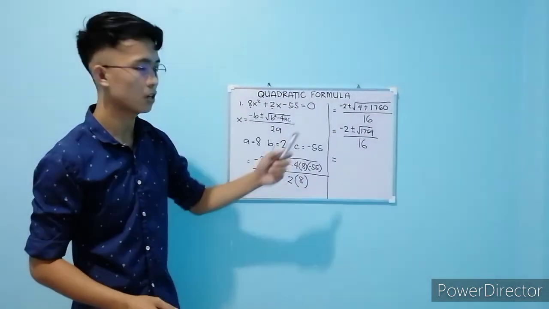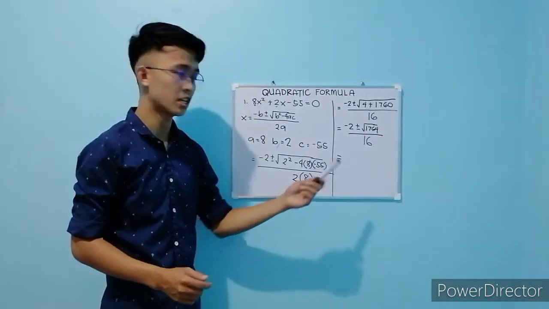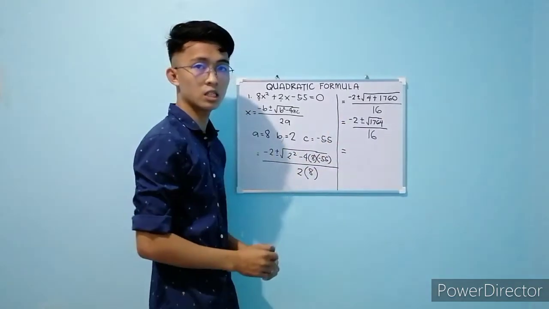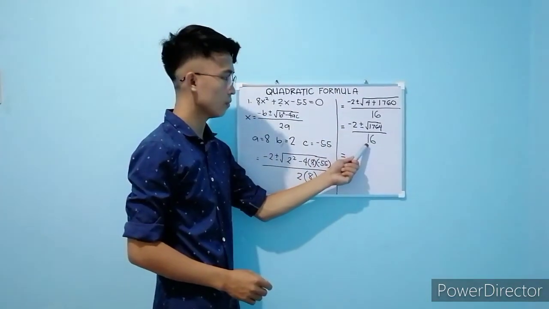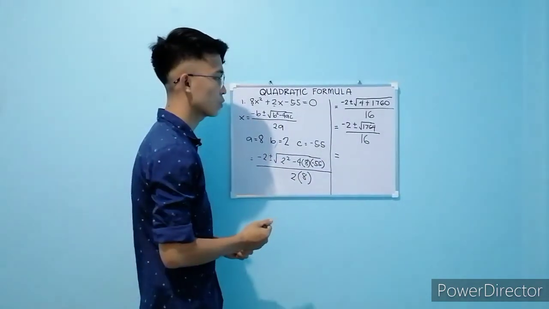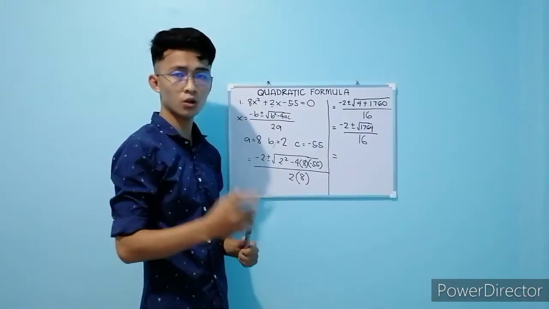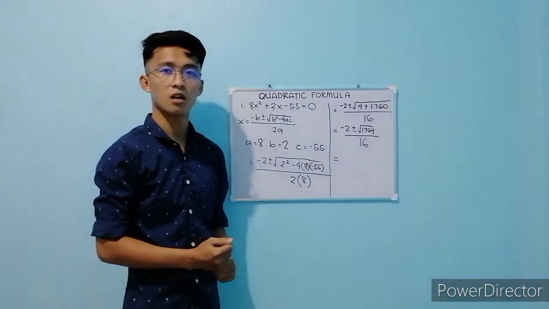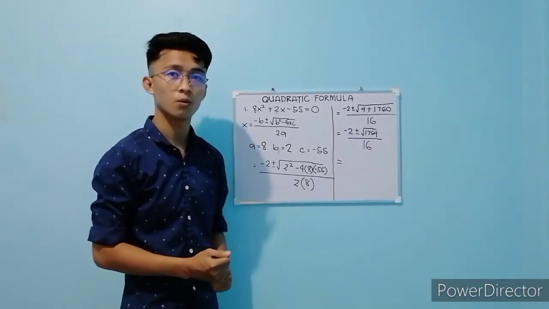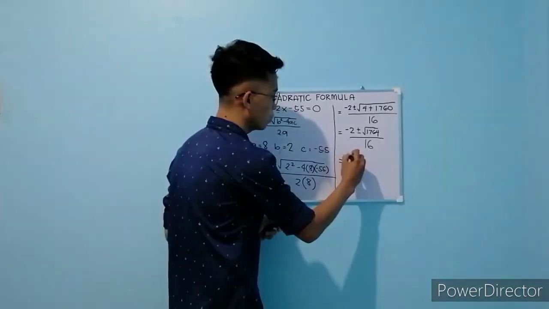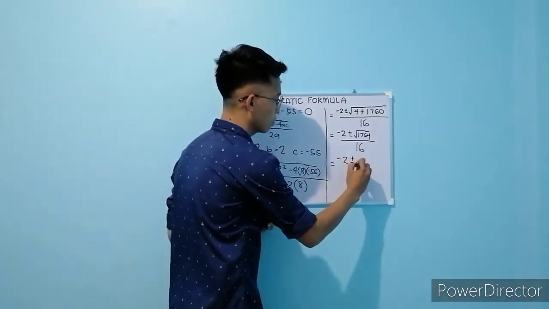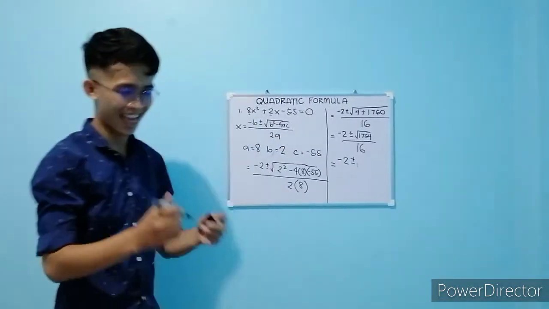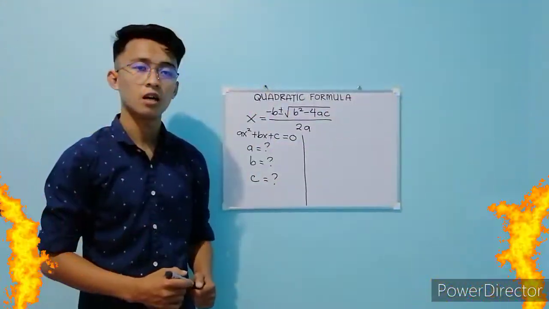Okay, so let's now proceed with the lowest term, if there is. So we have here negative 2 plus or minus the square root of 1,764 over 16. Let's get the lowest term, or the square root of 1,764. You can use your calculator to check it. 1,764 has the square root of 42.